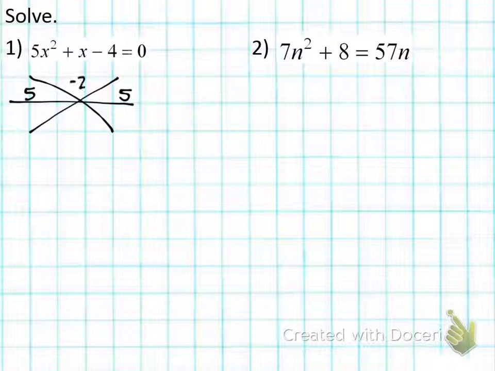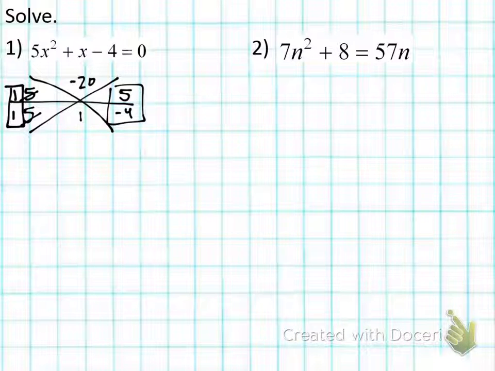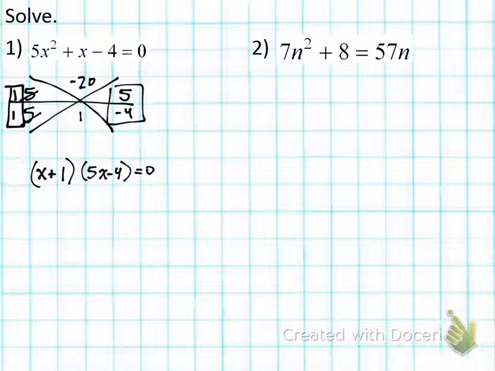A times c is negative 20. B is 1, so I know that 5 times negative 4 is equal to negative 20, but also adds up to 1. Those are the integers I want to use. I could simplify 5 over 5 by making it 1 over 1 and boxing my sets of coefficients. So we got x plus 1 times 5x minus 4 is all equal to 0.